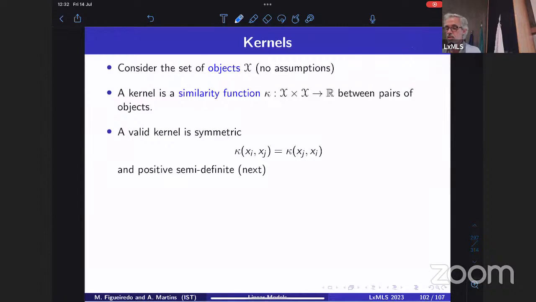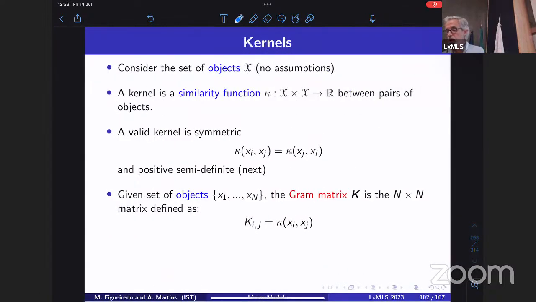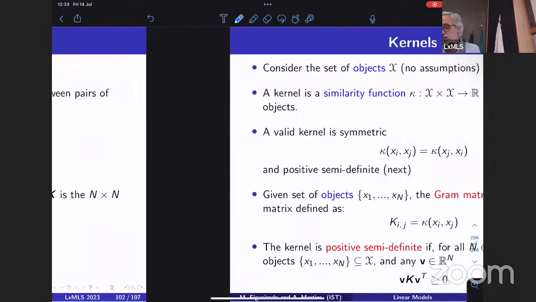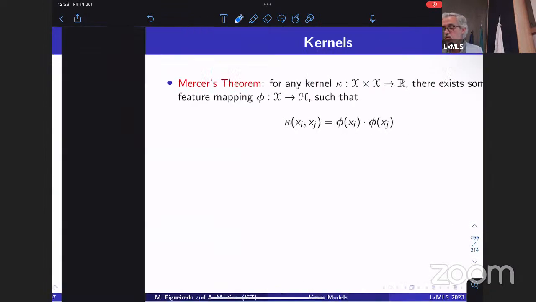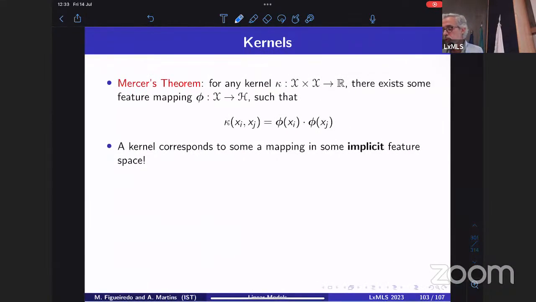So a valid kernel, all it has to satisfy is to be symmetric. So the similarity between A and B and B and A is the same. And it needs to have this property: if you have a collection of objects of any size, and you compute this matrix of all the pairwise similarities, this matrix needs to be positive semi-definite. It needs to satisfy this property, for those of you who know what positive semi-definite is. And if this is okay, then you can use these. I'm going to skip it quickly.